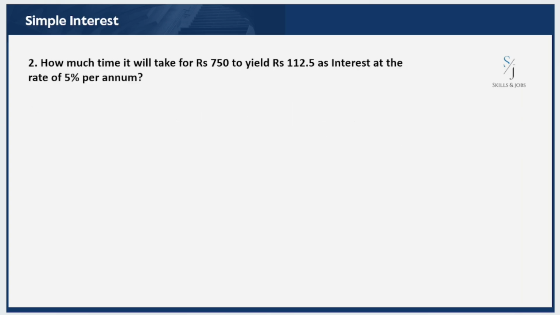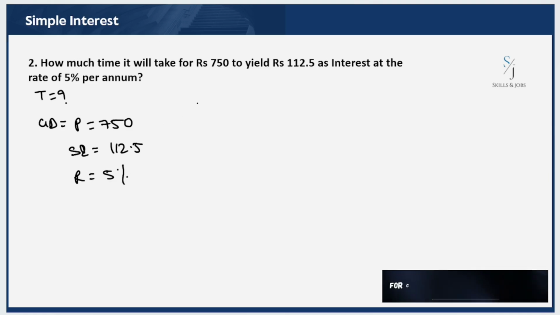Now coming to the second problem: how much time will it take for 750 rupees to earn 112.5 rupees as interest at the rate of 5% per annum? So what is the ask? How much time? We need to find out the time here. What is the given data? Principal is equal to 750 rupees. Simple interest is equal to 112.5 rupees. Rate of interest is equal to 5%.